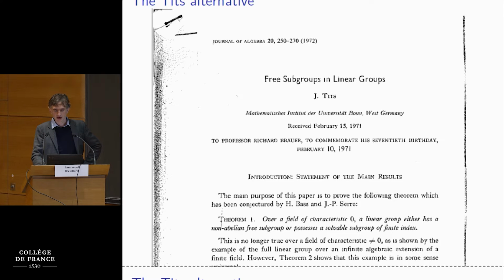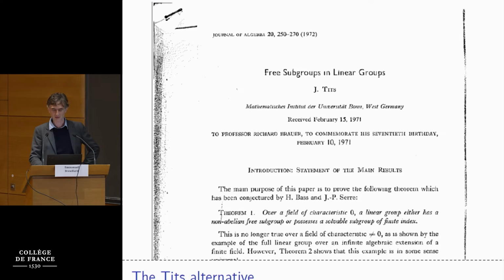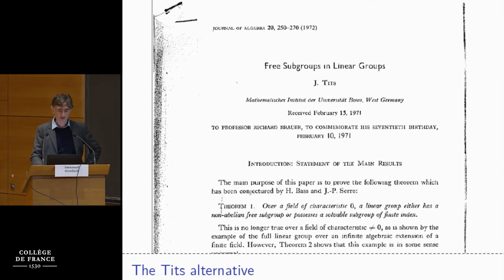And in fact, you see, as was mentioned yesterday, Tits would always want to see a theorem hold in every characteristic. So the first thing he says after that is, it's no longer true in the field of characteristics non-zero, and then he goes on, and in theorem 2 is about what happens in characteristic P. But what happens in characteristic P is not so much different, and in fact, here is a statement.